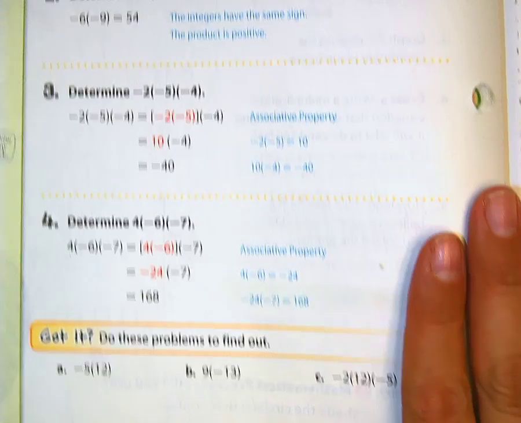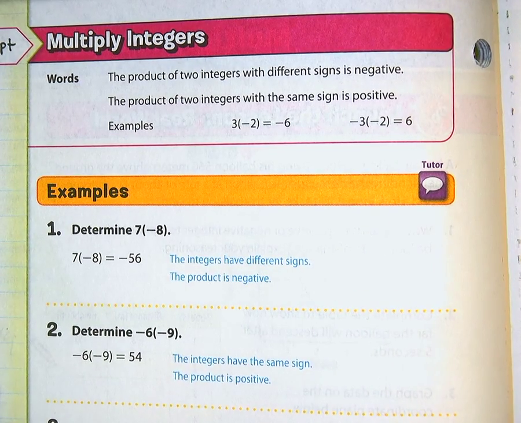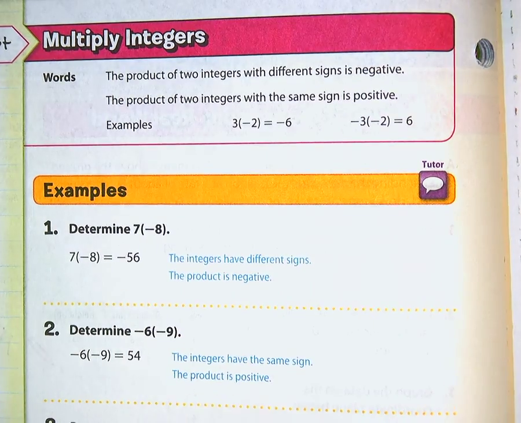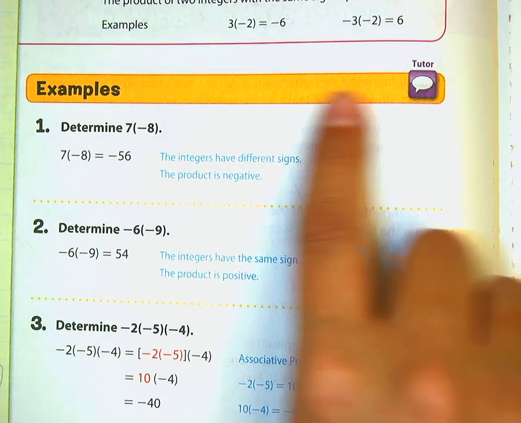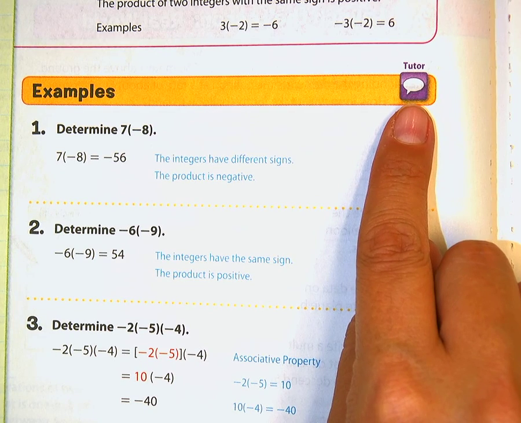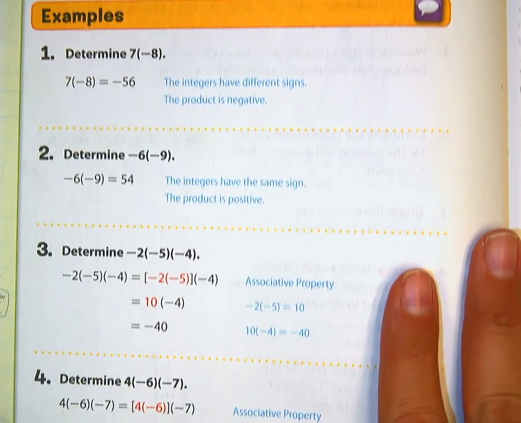Okay, taking a look now at multiplying integers. In our textbook, it's got some words up here to help you, some examples to show you what's going on. These examples also have this tutor button, which means if you go online and log in, you can find directions on my website. It's going to show you a how-to video, pretty much like what I'm showing you.